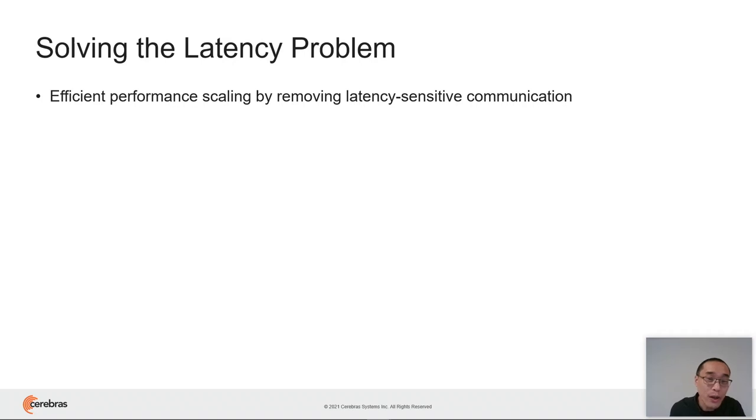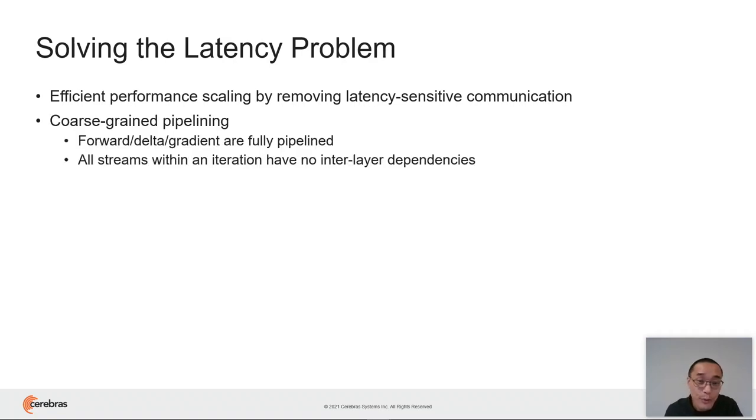We ensure weight memory is not latency sensitive by doing two things. First, we use coarse grain pipelining to avoid the dependencies between layers by scheduling the entire training as a pipeline of layers. We start streaming weights for a layer without having to wait for the previous layer to complete. As with any pipeline, this enables high performance that's not sensitive to latency.